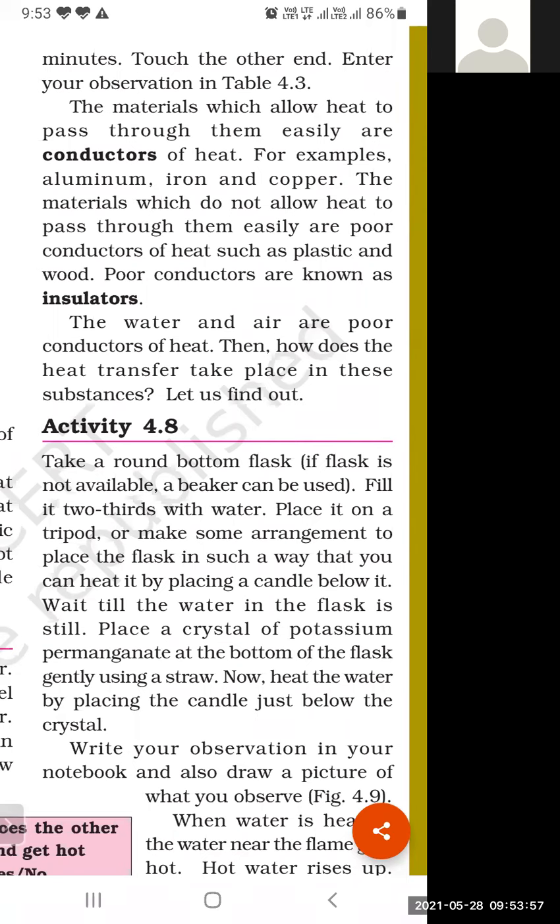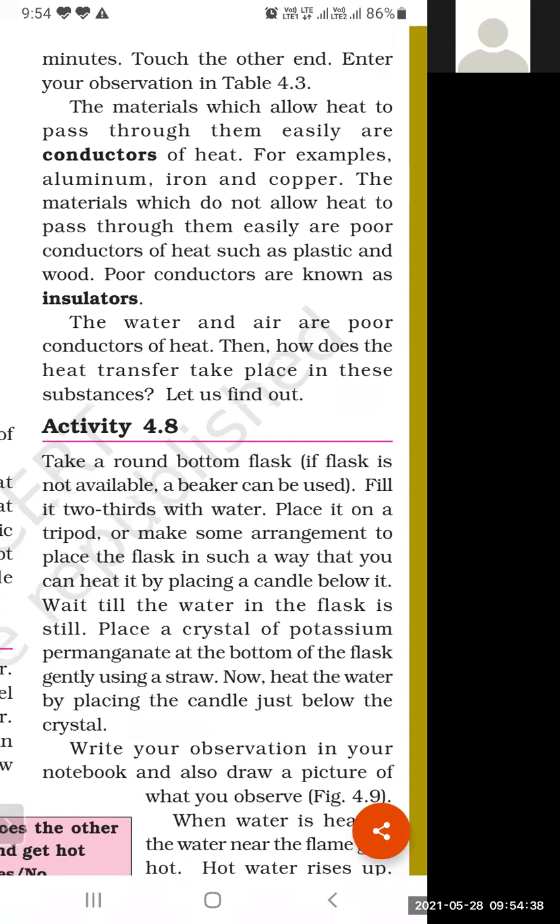Water and air are poor conductors of heat. They are also poor conductors of heat, but after a certain temperature, they can allow heat. Then how does the heat transfer take place in these substances? As we know that heat is also transferring in water and in air. So does it transfer by the method of conduction? No, it does not transfer by the method of conduction. There is another method. So let us now discuss that other method by which heat is transferred in water and air.